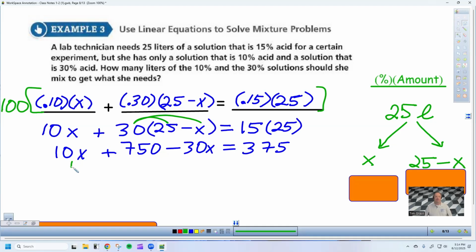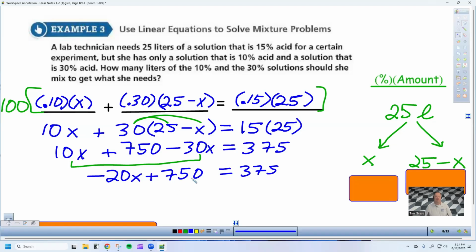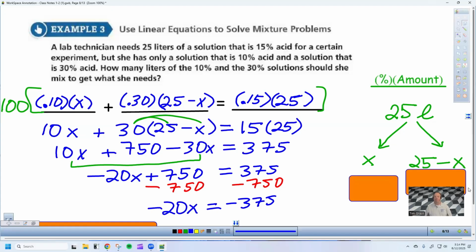I see a 10X and a negative 30X. Put together, those are negative 20X. Drop down that 750. On the other side of the equal sign, we still have 375. Now I see a number being added onto the variable side. Let's subtract 750 from both sides. Subtract 750, subtract 750. I have negative 20X equals negative 375. Well, we're almost to our answer here.